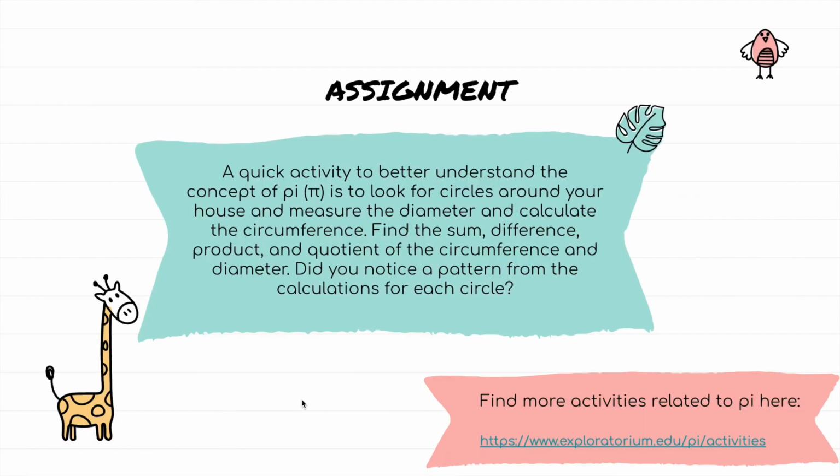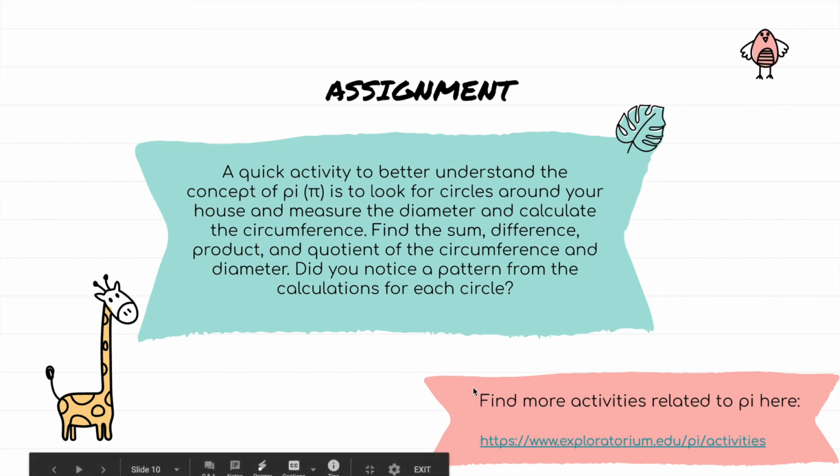An assignment to better understand the concept of pi is to look for circles around your house and measure the diameter and calculate circumference using the equation 2 times pi times radius, and find the sum, which is adding the diameter and the circumference together, the difference, which is circumference minus diameter, the product, which is circumference times diameter, and the quotient, which is circumference divided by diameter, and look for a pattern in the calculations you find for each circle. And you can find more activities related to pi over here.